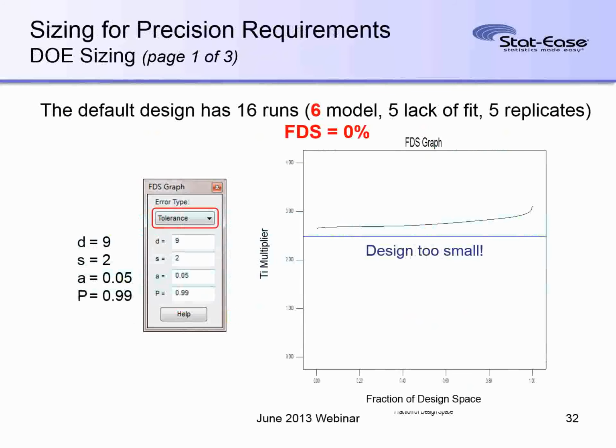So a starting design, the minimum default design, for that quadratic model has 6 model points in it to estimate the 6 coefficients in a 2-factor model. And we always add 5 lack of fit and 5 replicates to give us some robustness and additional precision. However, when we size the design for a tolerance interval, that 4.5 ratio, 9 divided by 2, leaves us with a design that has no capability to meet this precision.